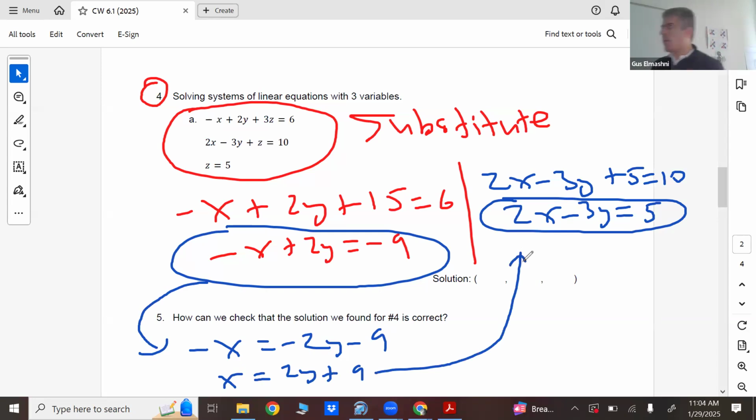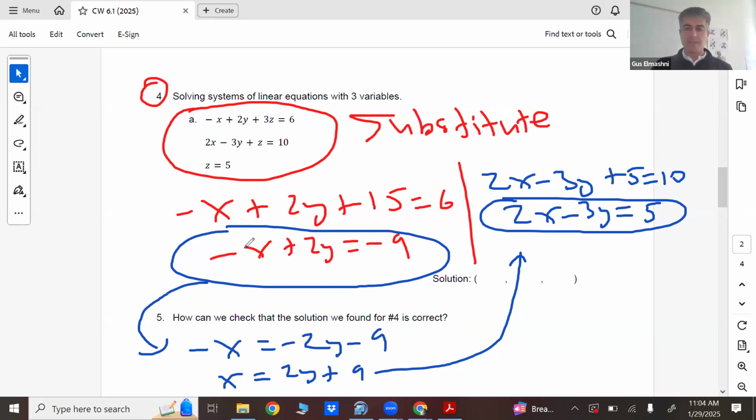So before I get too carried away, I don't want to lose anybody. You guys see how I replace z with 5? Yeah. And I move the number to the other side, right? So I got negative x plus 2y equals -9. For this one, I get 2x minus 3y equals 5. Cool. Now here I'm isolating x, which is a good idea. You can do that. You move the 2y over, divide by -1, substitute. Now with my substitution, I should be able to solve for y.